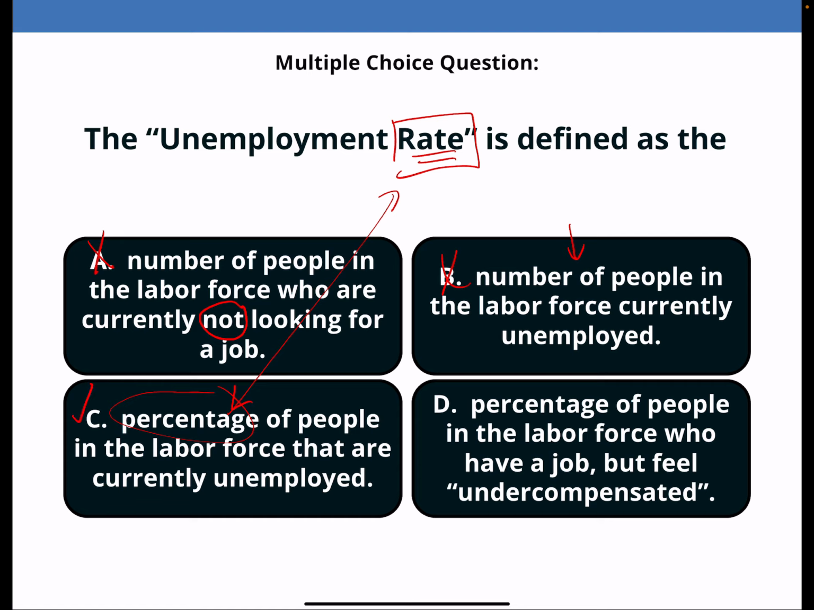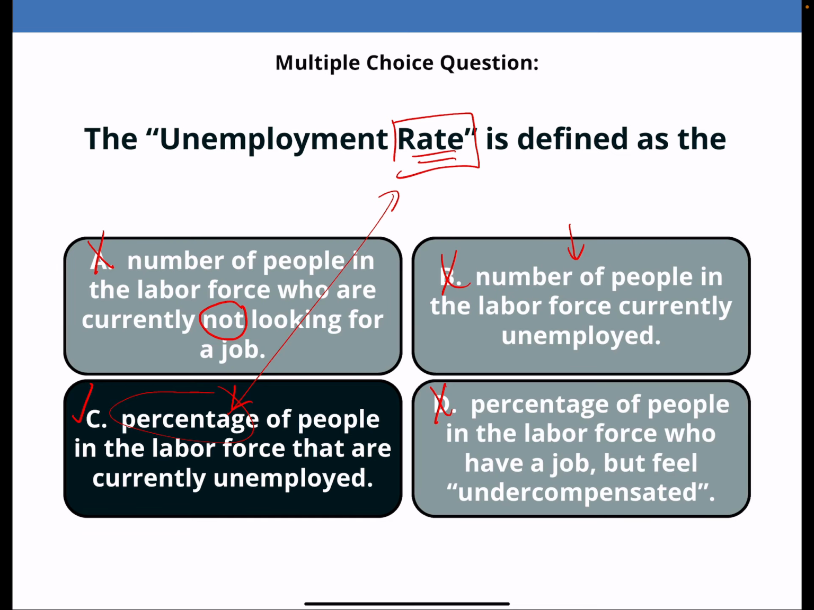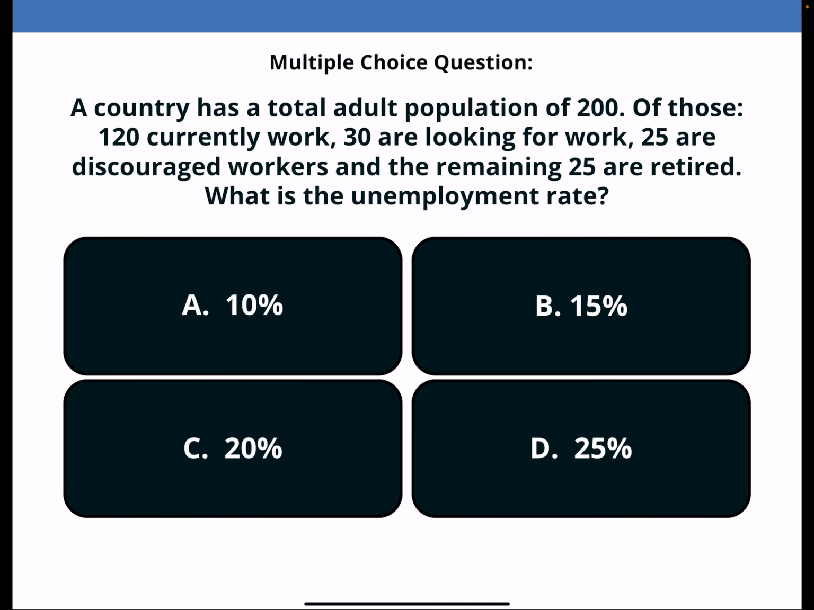I think we have a winner, but just to be safe, I'm going to look at D. Also says percentage. Percentage of people in the labor force who have a job but feel undercompensated. No, we'd probably classify them as underemployed. So there you go. Our answer is that the unemployment rate is defined as the percentage of people in the labor force that are currently unemployed.